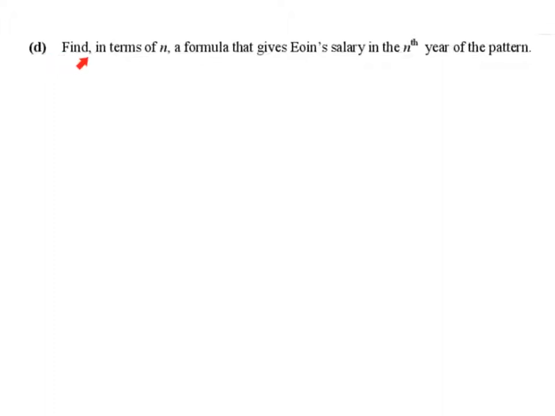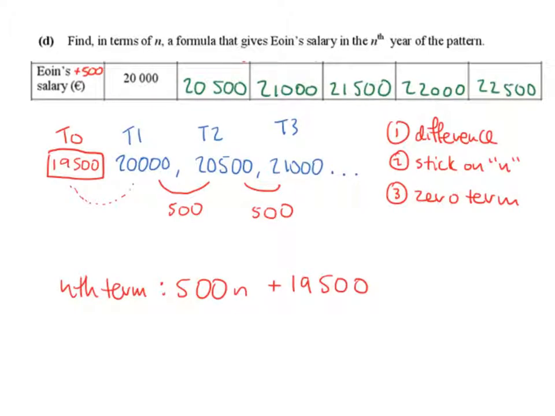Part D, find in terms of n a formula that gives Owen's salary in the nth year of the pattern. So basically, find Tn, the nth term. So focusing in on the row that relates to Owen's salary, I'm going to take the terms starting with 20,000 and write it down here. So T1, term 1, is 20,000, term 2 is 20,500, term 3 is 21,000, and so on.